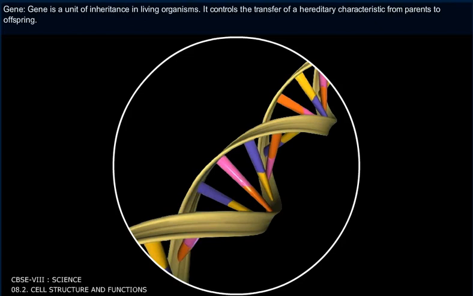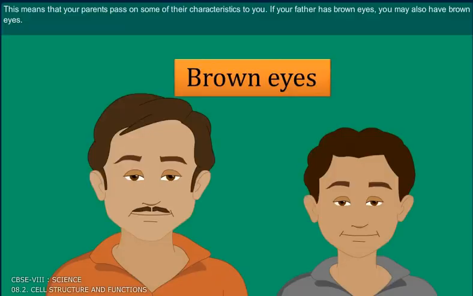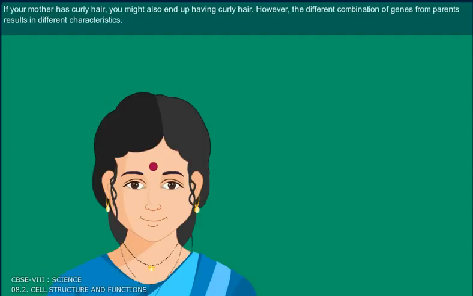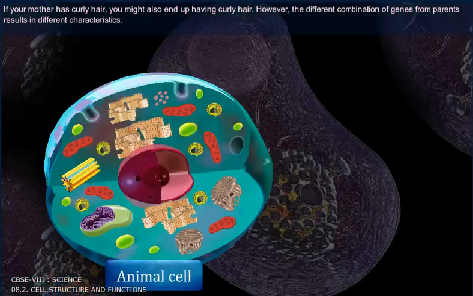Gene. Gene is a unit of inheritance in a living organism. It controls the transfer of a hereditary characteristic from parents to offspring. This means that your parents pass some of their characteristics onto you. If your father has brown eyes, you may also have brown eyes. If your mother has curly hair, you might also end up having curly hair. However, the different combinations of genes from parents result in different characteristics.